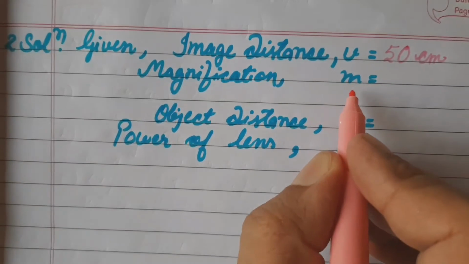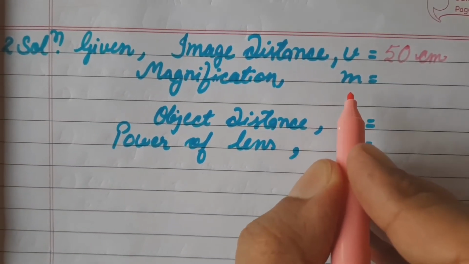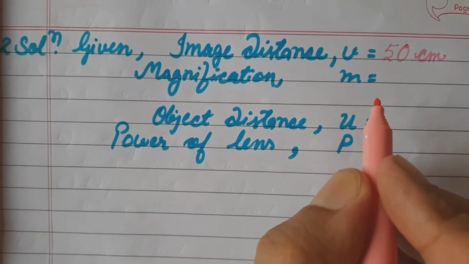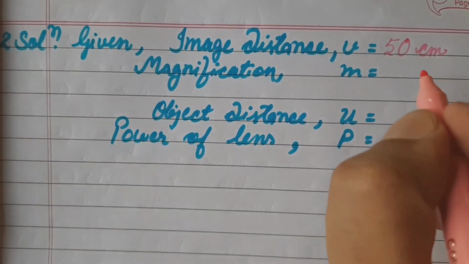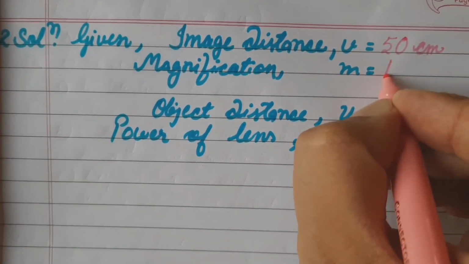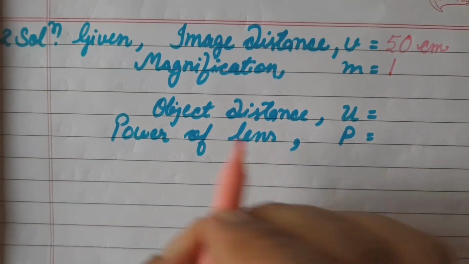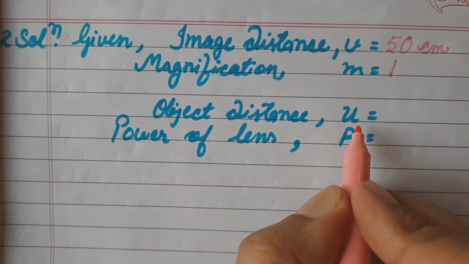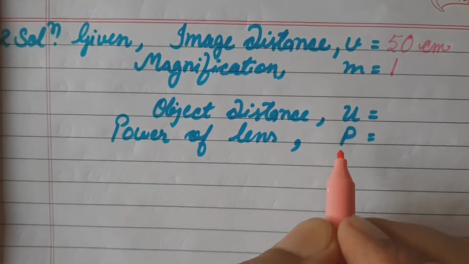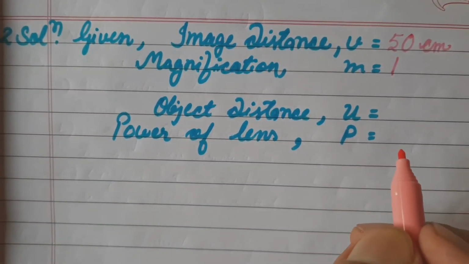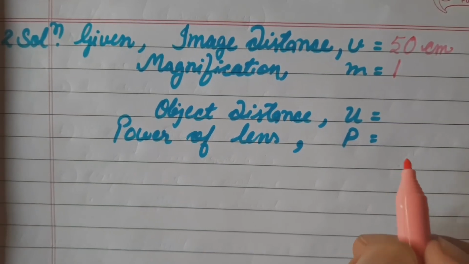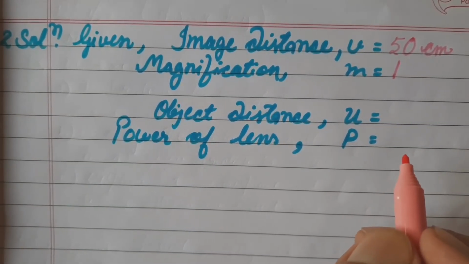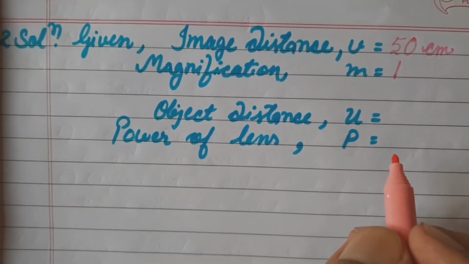Magnification is denoted by M. According to the question, the image is formed of the same size, that's why it is 1. Then we have to calculate the object distance. As we know, the image is of the same size as the object. Therefore, the object must be at a distance equal to twice the focal length, that is at 2f.